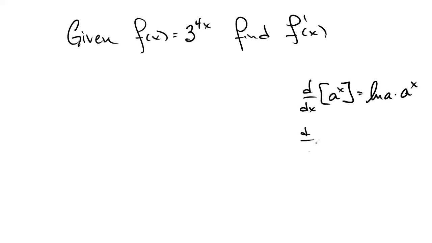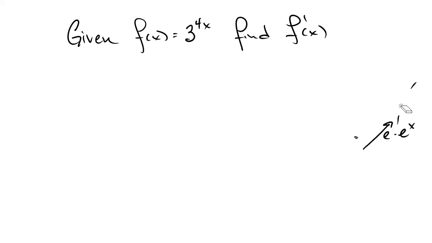We see this rule in play when we deal with e to the x, which technically would be the natural log of e times e to the x power, but hopefully you remember that the natural log of e is just 1, and that's why the differentiation rule for e to the x is just e to the x. All that aside, let's go ahead and apply this to our problem now.